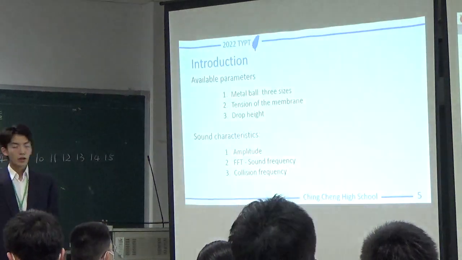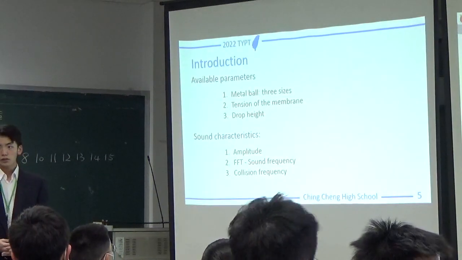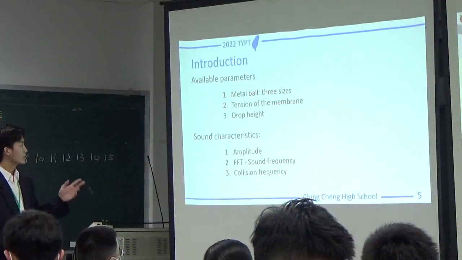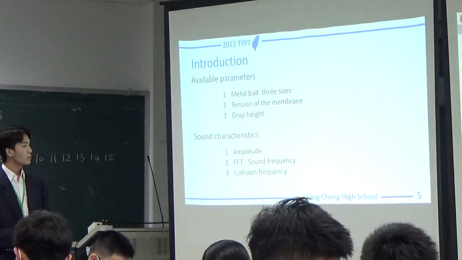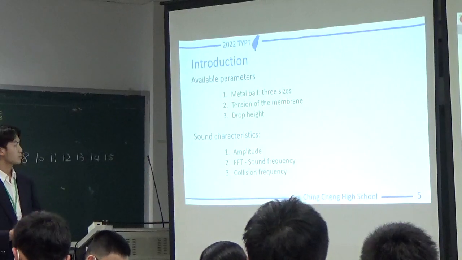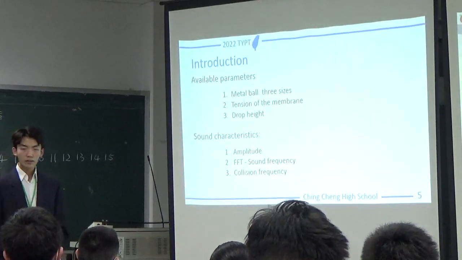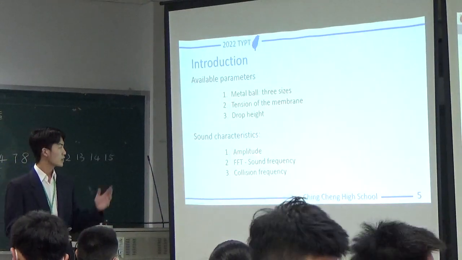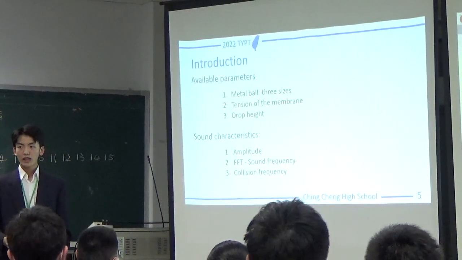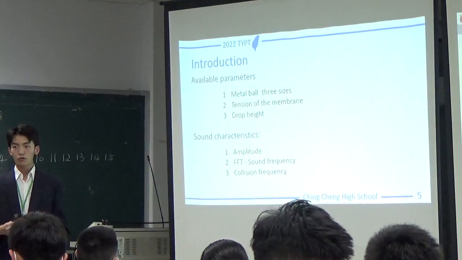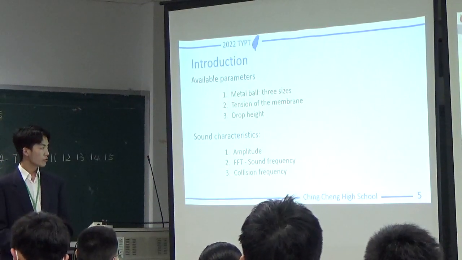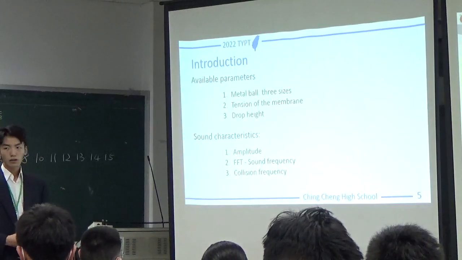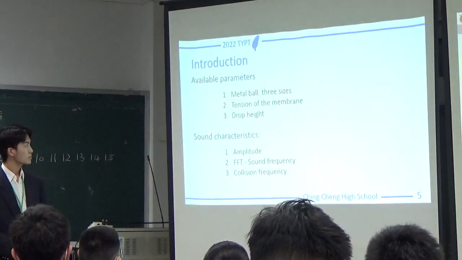So these are some available parameters. Firstly, the metal ball, of which we have 3 different sizes. For the tension of the membrane, we also have 3, by alternating different screws, which I'll explain later. And third is the drop height of the ball. For sound characteristics, we will test the sound amplitude, and we use fast Fourier transform, which transfers the data from the time domain to the frequency domain, and we could get the peak sound frequency. And third is the collision frequency of our sound.